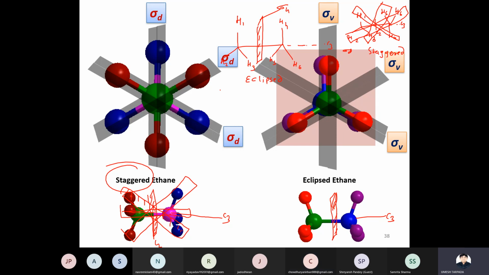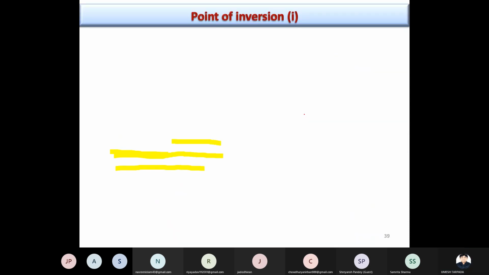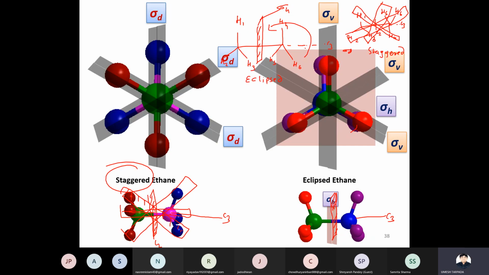carbon-carbon bond, whatever we have written. See, this plane is between carbon-carbon bond. Pink color, purple color हाइड्रोजन वाला जो कार्बन है, ब्लू कार्बन वाला, पर्पल कलर हाइड्रोजन वाला वो पीछे आएगा, ग्रीन कार्बन है वो फ्रंट साइड आएगा. तो ये दोनों के बीच वाला प्लेन है ये, that is called sigma h. This is sigma h. See, this is, you can say, plane of symmetry.